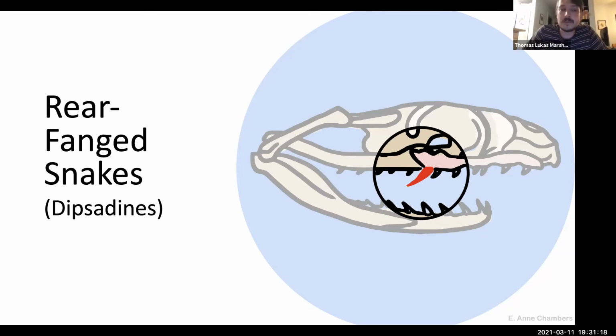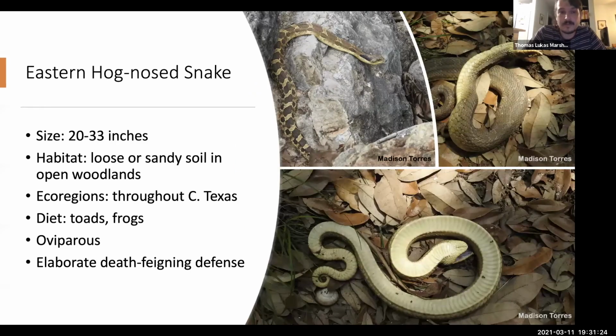We only have one species here in Central Texas that's particularly common, and that's the eastern hognose snake. So these snakes are very mildly venomous, but not in a way that's considered dangerous for humans. It is dangerous for the toads and frogs that they like to eat.